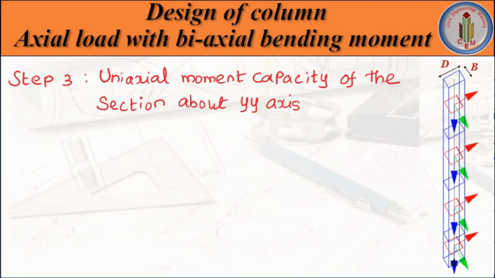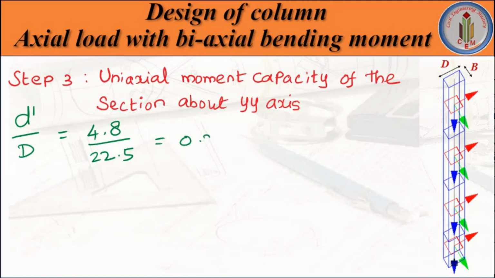Next, step number 3. In this step, we need to find out the uniaxial moment carrying capacity of the section about the YY axis. For that, first we need to find out D dash by D. We know D dash is 4.8 and for D we need to take the shorter dimension, which is 225 mm. By solving this we get 0.213, approximately we can consider 0.2. Using this D dash by D value of 0.2, we have to go to chart number 50 of SP16.